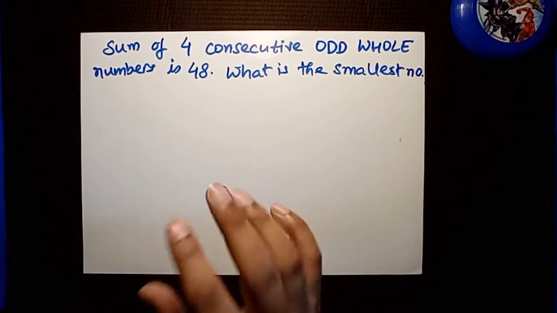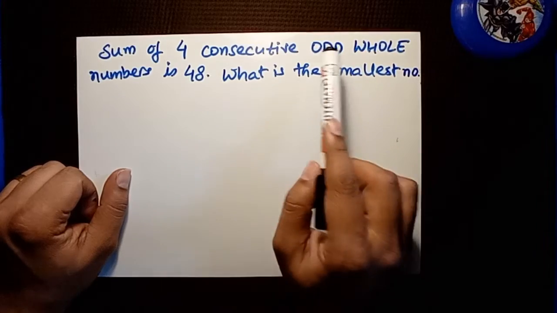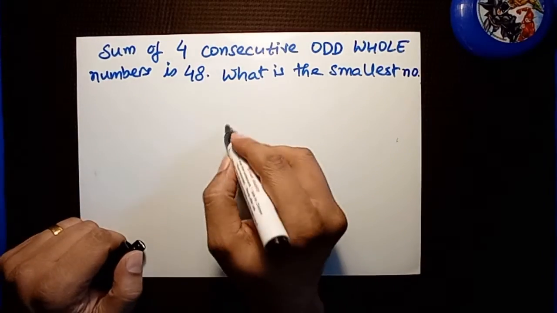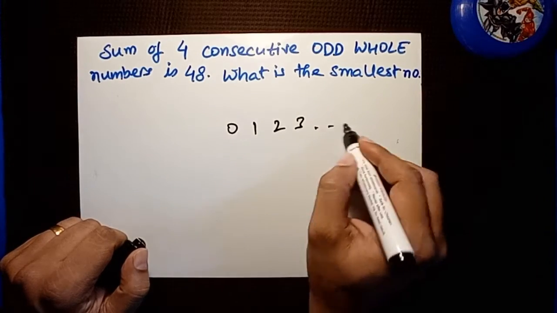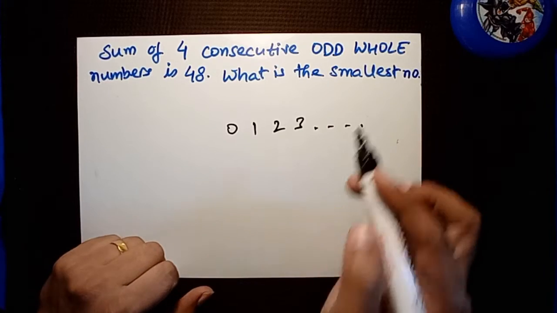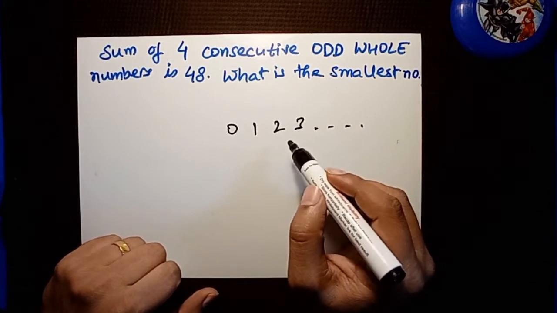Okay, another day, another problem. Sum of four consecutive odd whole numbers. What are whole numbers? 0, 1, 2, 3, and so on. What are odd numbers? Odd numbers are those that are not even. So that begs the question, what are even numbers?